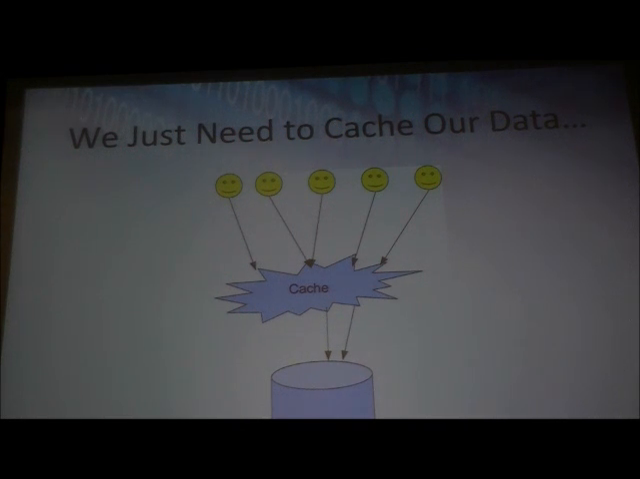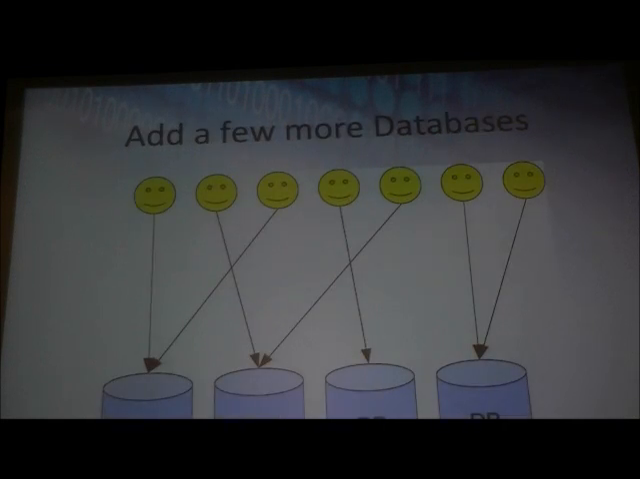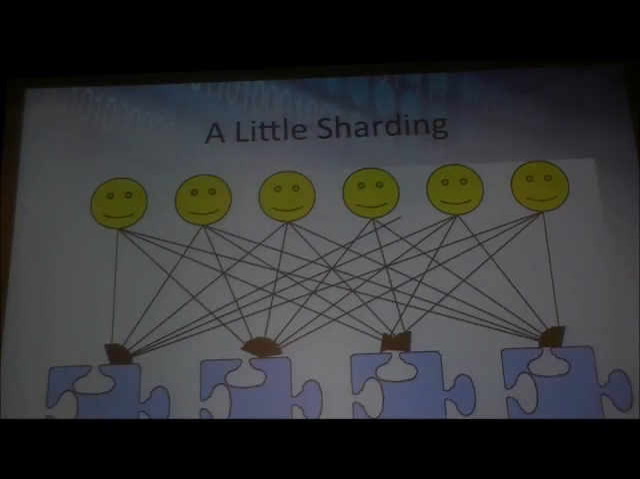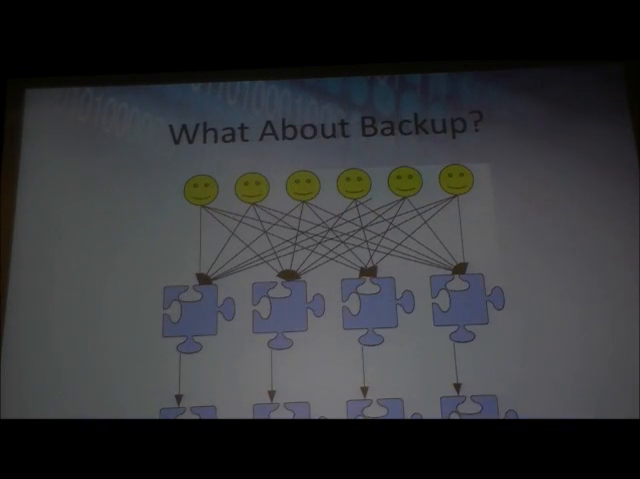And if having a bigger box doesn't help us out, then we have some machines and maybe we add a caching layer in front of that. And then if that doesn't work, maybe we add a couple more databases that do different things. So we start partitioning our data out. And then as our individual databases grow, then we start sharding those out.